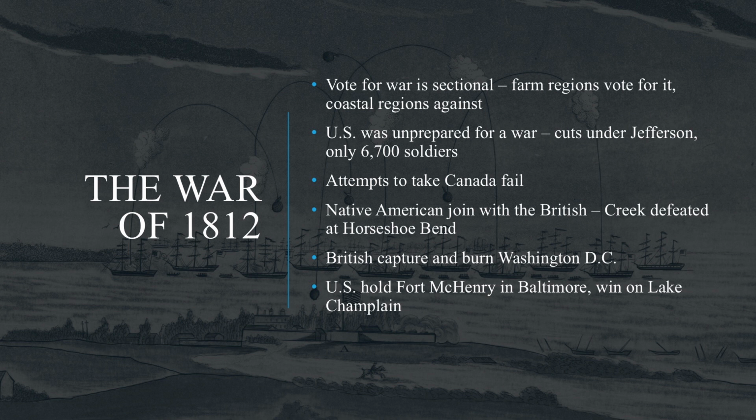They ate the dinner that was on the table for President Madison and his wife, and afterwards burned down the building, as well as many of the buildings in D.C., including the Capitol. However, the United States was successful in nearby Baltimore, where they were able to hold Fort McHenry in Baltimore Harbor. The battle in Baltimore would inspire Francis Scott Key to write the lyrics that would later become the Star-Spangled Banner. The United States also was able to win on Lake Champlain, keeping the British from expanding further south.